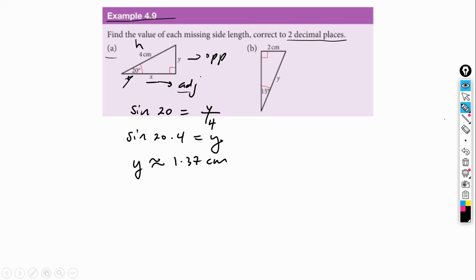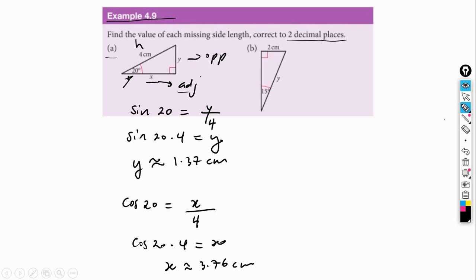So what can we use to find x? Notice that x is the adjacent, so that would be cosine, right? Cosine of 20 is equal to the adjacent, which is x, divided by the hypotenuse, which is 4. So then this is the same procedure. Cosine of 20 times 4 is going to be x. Plug that into the calculator, and you're going to get that x is approximately 3.76 centimeters.